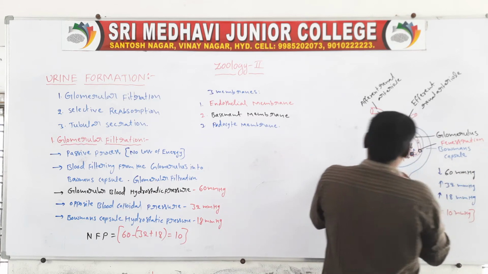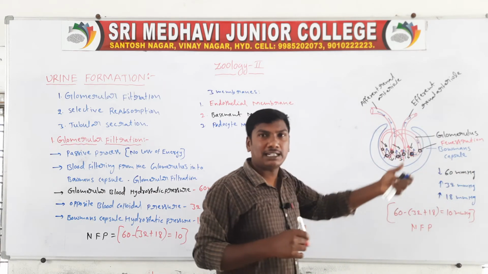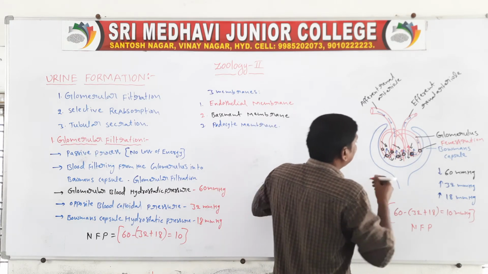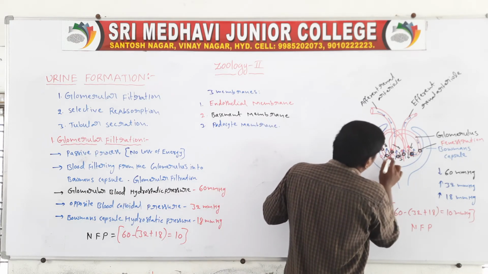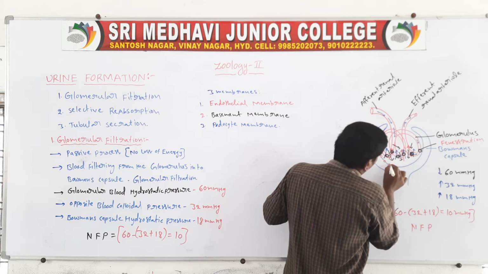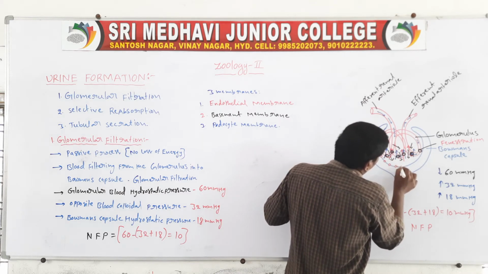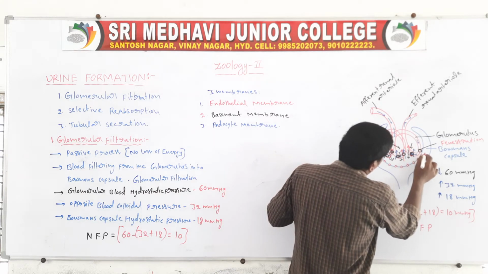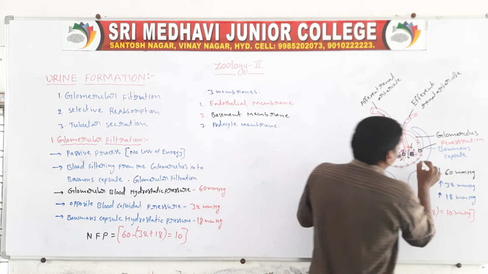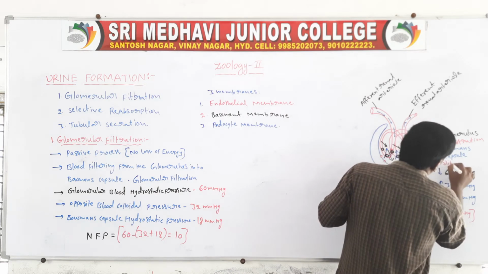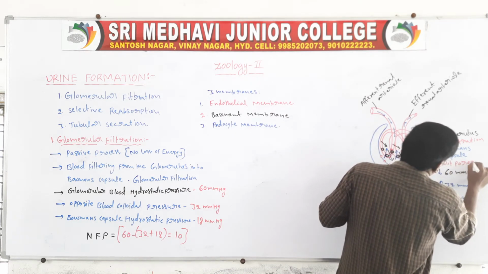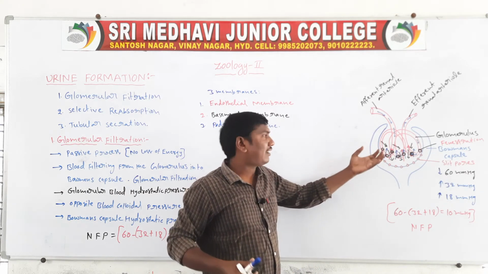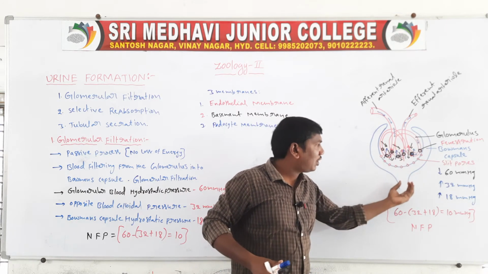Penetrations. Next one is also present in the basement membrane. Next one, the Bowman's capsule contains slit pores. These are the slit pores, through which the blood is filtered from the glomerulus into the Bowman's capsule.